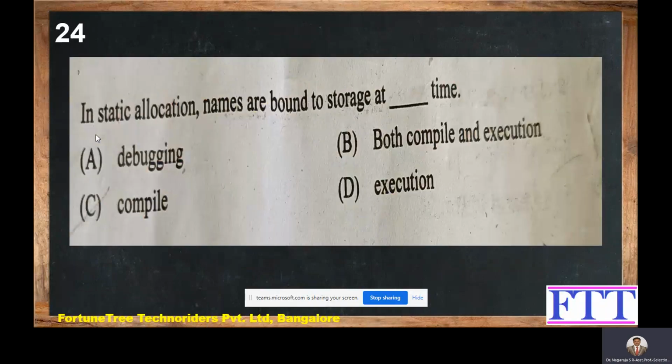24th question. In static allocation, names are bound to storage at dash time. Option A, debugging. Option B, both compilation and execution time. Option C, compile. Option D, execution. So the right answer is compilation time. So option C is the right answer.